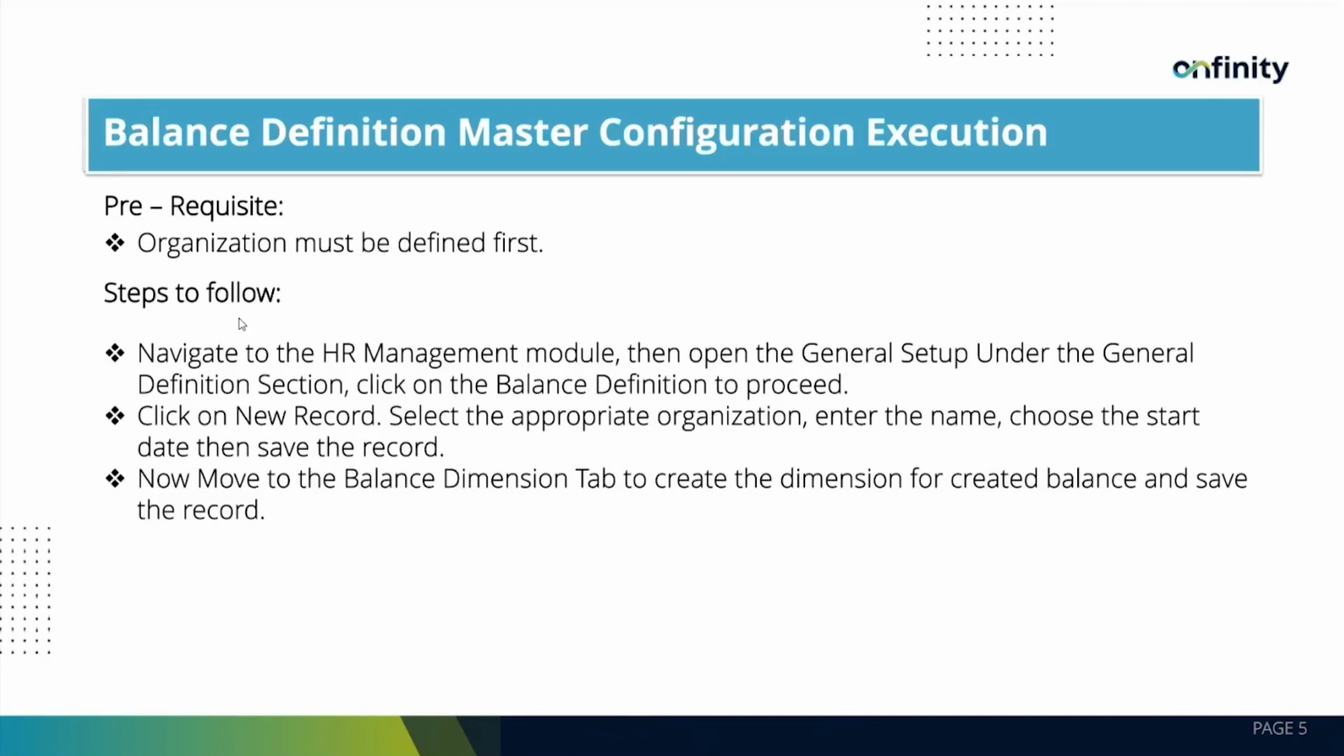To follow the steps, navigate to General Setup. Under General Definition, select Balance Definition from the available options. Click on the option to add a new record. Provide the balance name, along with the start date. Click Save to finalize the record. Now let's switch to the system and walk through each step to understand the configuration in action.